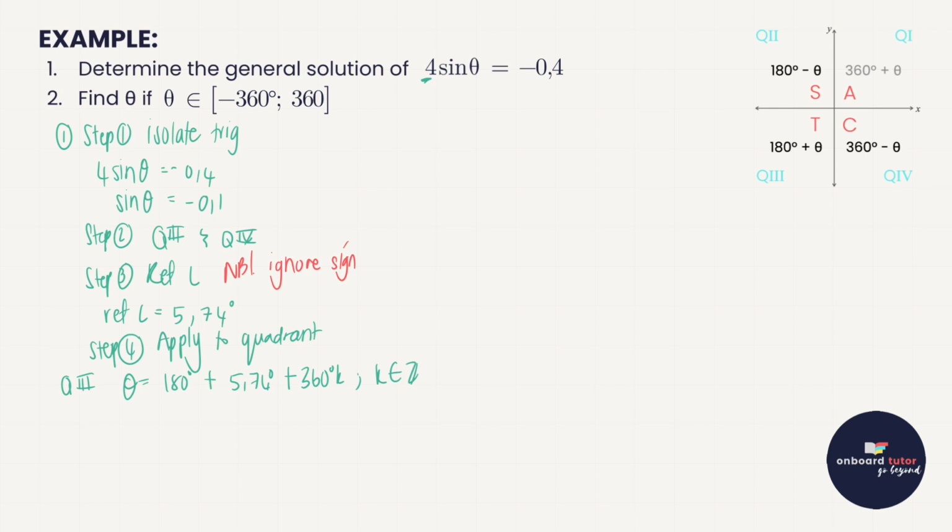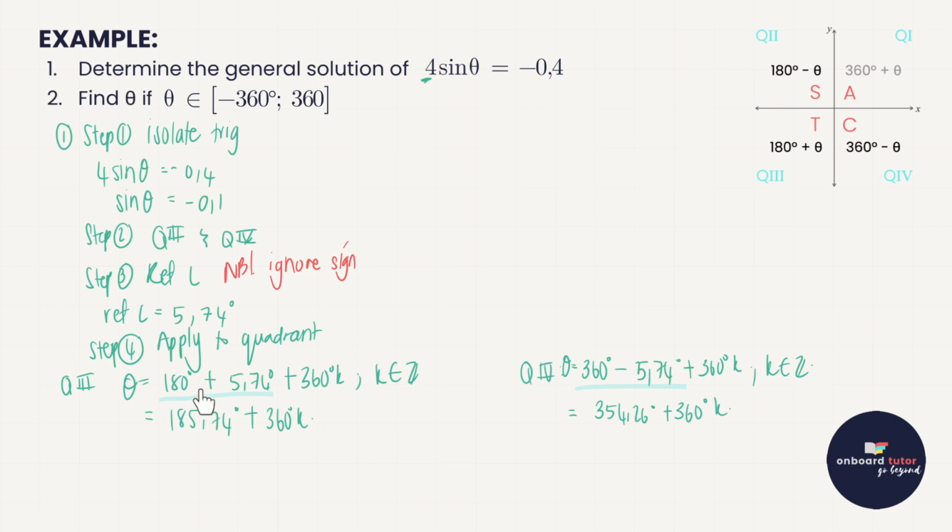Okay, let's apply it also then to quadrant 4. Quadrant 4 is the 360 minus quadrant. Theta equals 360 minus that reference angle of mine, plus 360k, and k is an element of the integers. Don't forget to say that. Okay, then what I do is I add my like terms, and I just get a nice neat answer. This is known as the general solution here. Okay, so that's a nice example.